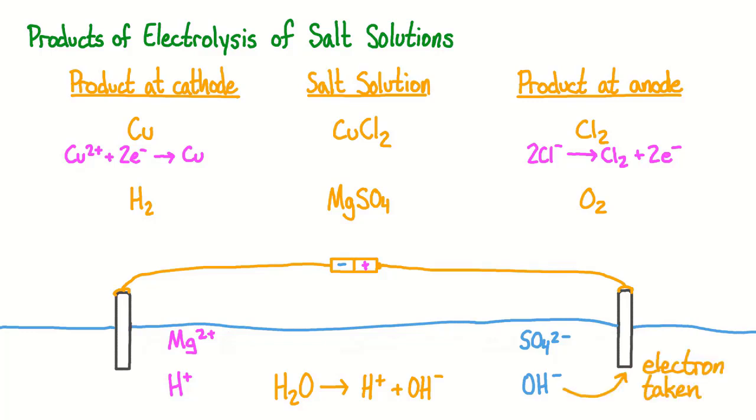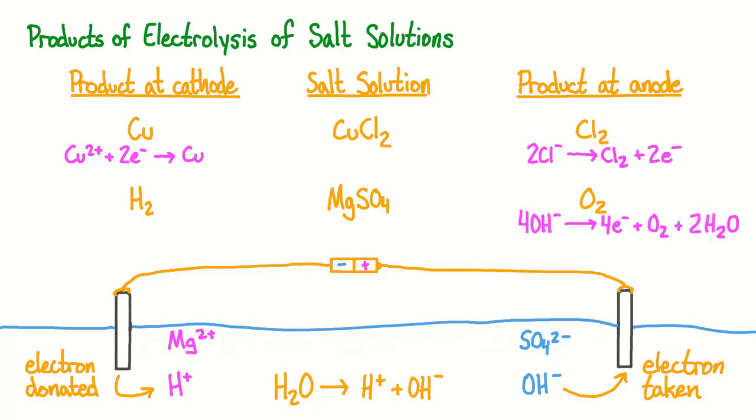At the anode, instead of taking electrons from the ion in the salt, like when we take electrons from chloride ions to form chlorine gas, electrons are instead taken from the hydroxide ion, the ion that occurs when water is broken down. A similar thing happens at the other electrode. Instead of donating electrons to the magnesium ion from the salt, the electrons are instead donated to the hydrogen ion from the water. At each electrode, specific half reactions will form the products we see here.